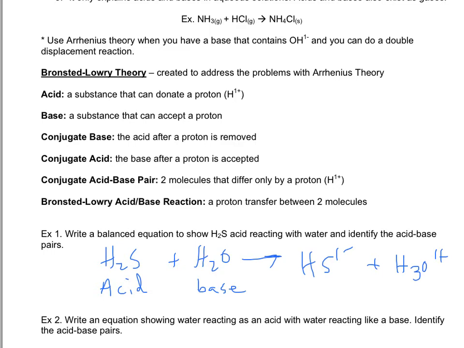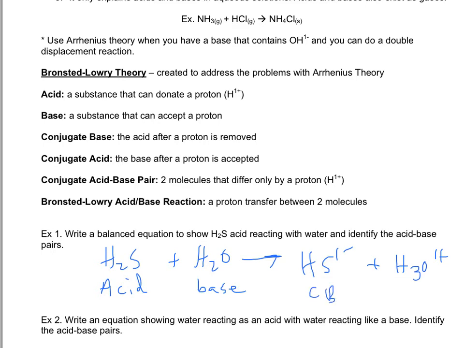Bronsted and Lowry recognized that most chemical reactions can go backwards under the right conditions. They described the products of acid-base reactions as conjugates. It describes what the chemicals would do if the arrow was flipped and the reverse reaction occurred. The conjugate base is defined as the acid after the proton is removed. So in example 1, that would be the HS1-.